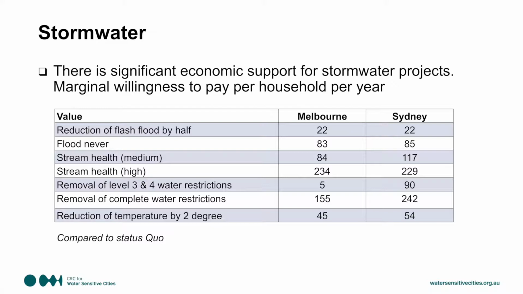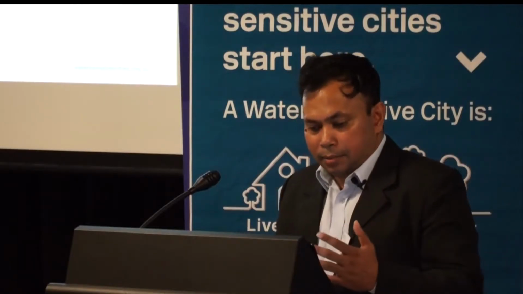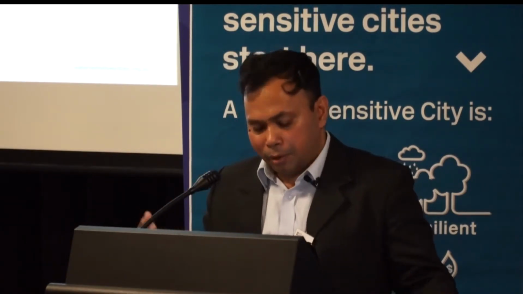Whatever the condition is currently there, if you can improve the stream health at a medium level, and they defined in the survey what they meant by medium level, how much people are willing to pay. So that's how we generated the numbers, and then after generating these numbers, you can imagine that if we think these numbers are sufficiently reliable and suitable for your own project, we can plug them into a benefit cost analysis framework Dave was mentioning, and then see how our local stormwater management project actually stacks up or not.